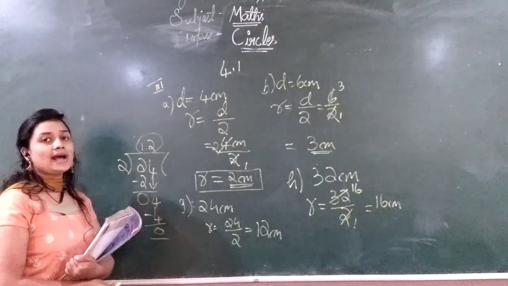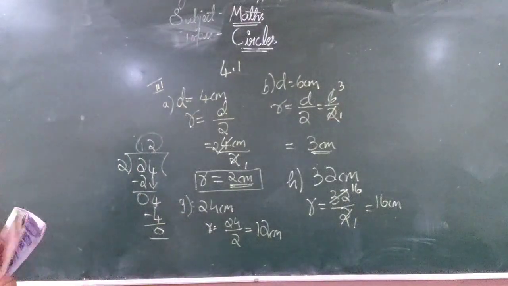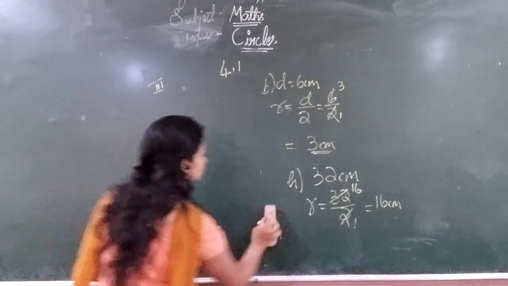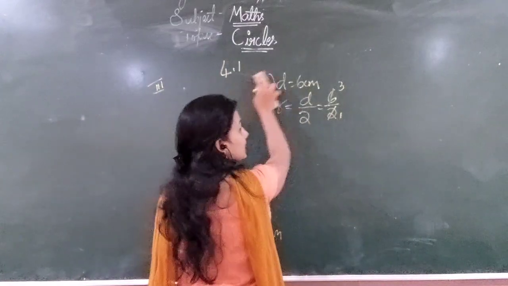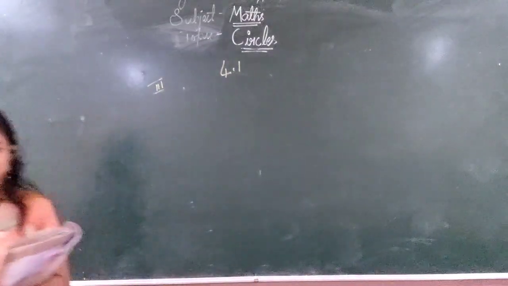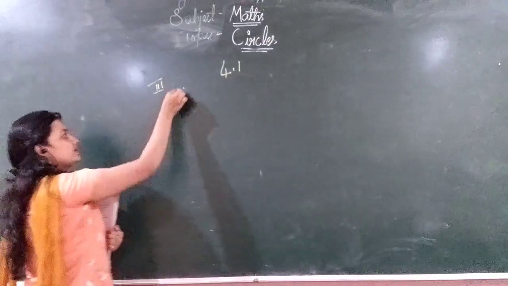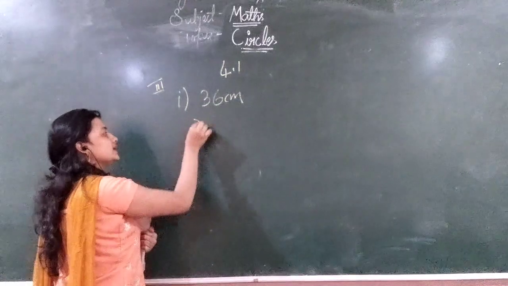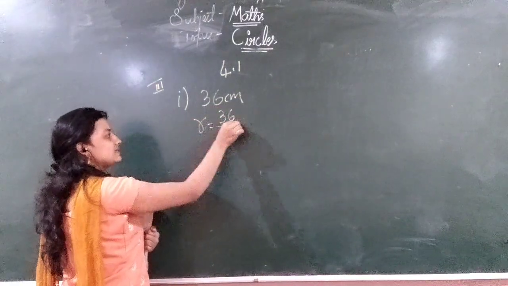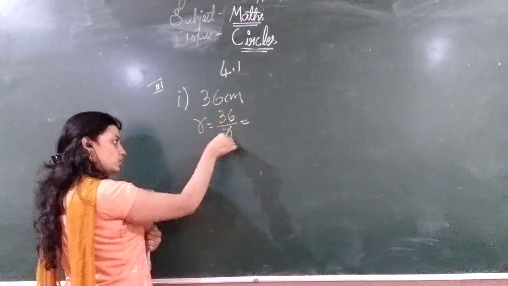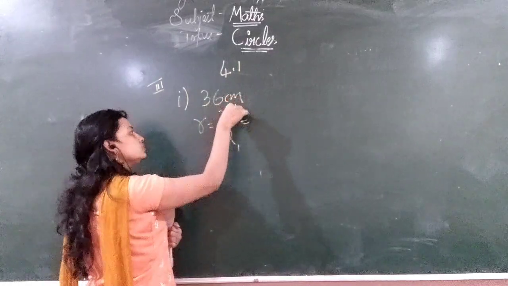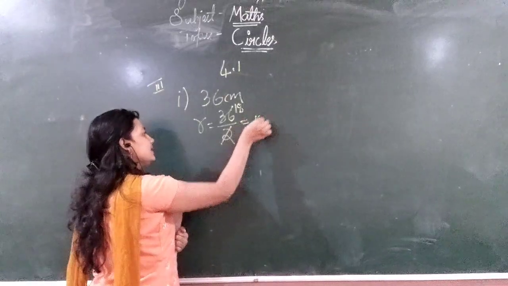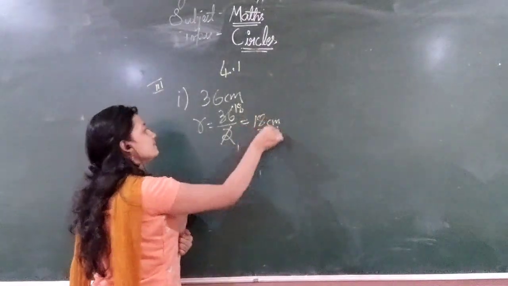I will show you one more sum. Let us take the I sum. In the I sum, the question is: diameter is 36 centimeter. So the radius will be half of 36. 2 ones are 2, 2 eighteens are 36. Answer is 18 centimeter.